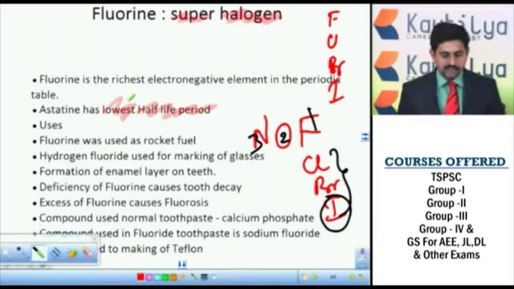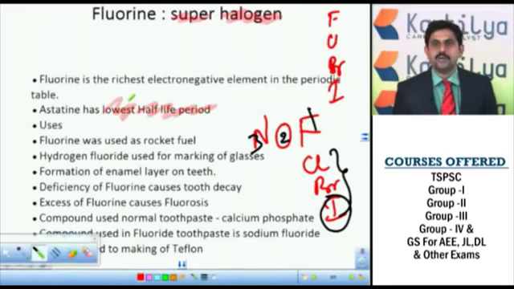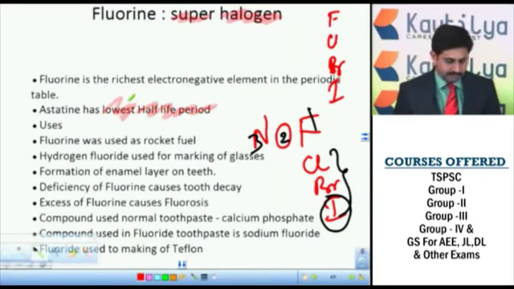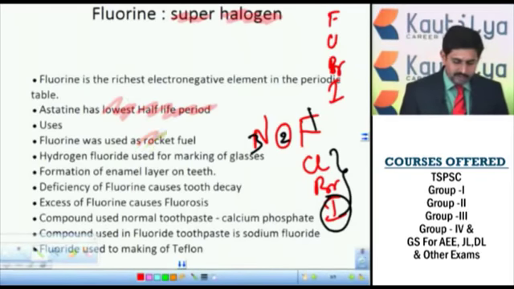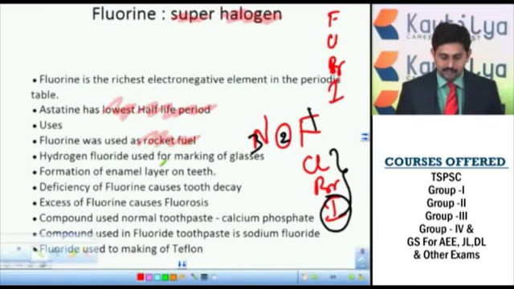Let us see the uses of fluorine and some of the other halogen elements. What is an application of this one? Fluorine is used in rocket fuel as one of the components in a combination.